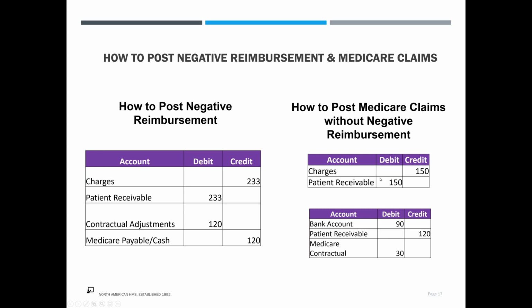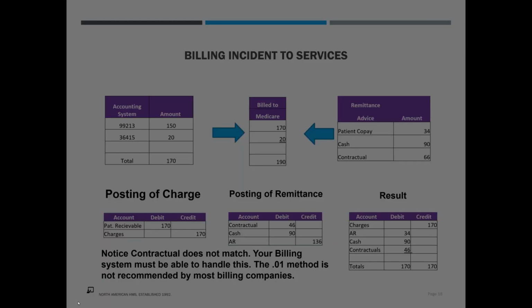Okay, let's go to our next claim just to show you how claims should be posted. Your charges are $150 on your second claim, and your patient receivable is $150 from that. So that's going to be a debit. Your charge is going to be a credit. That's a sale, so that's good. When Medicare pays you that $90, you're going to debit your bank account, and you're going to credit your accounts receivable for $120, and then you're going to have a Medicare contractual of $30 as well. So those are some of the numbers here.